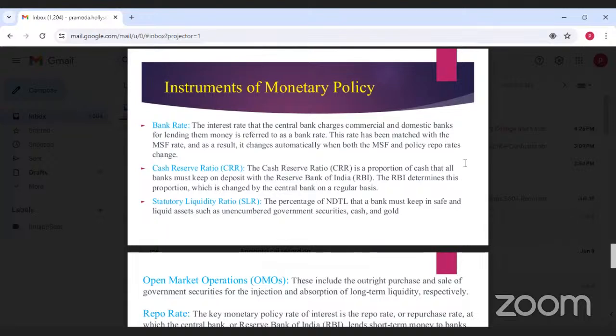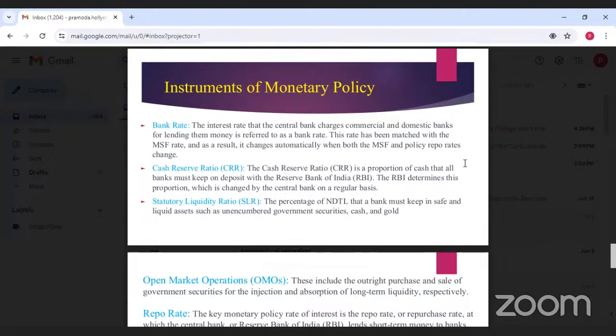Now, how the RBI uses this bank rate: suppose Reserve Bank of India observes that commercial banks are very liberally giving loans to common people, giving more and more money into the market through loans, and it wants to control the commercial banks. So what will it do? To control commercial banks, it will increase the bank rate. When the bank rate is increased, commercial banks have to pay a higher rate of interest to the central bank.